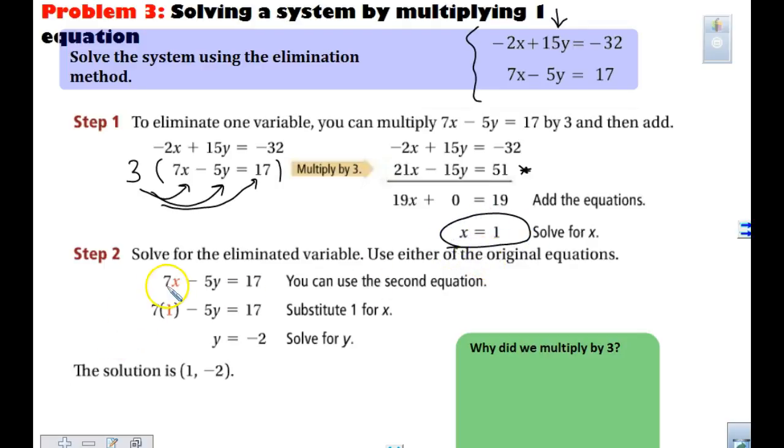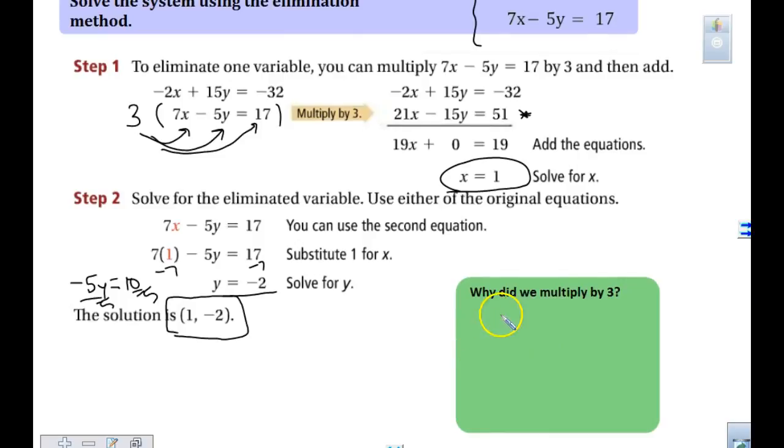They replaced in the second equation. Could they have gone to the first one? Sure, but they used the second. In the original, 7 times 1, subtracted 7 from both sides, got -5y equals 10, and they divided both sides by -5 to get our solution, -2. The answer that they want to leave, same thing today when you take your quiz, is an ordered pair of 1, -2.